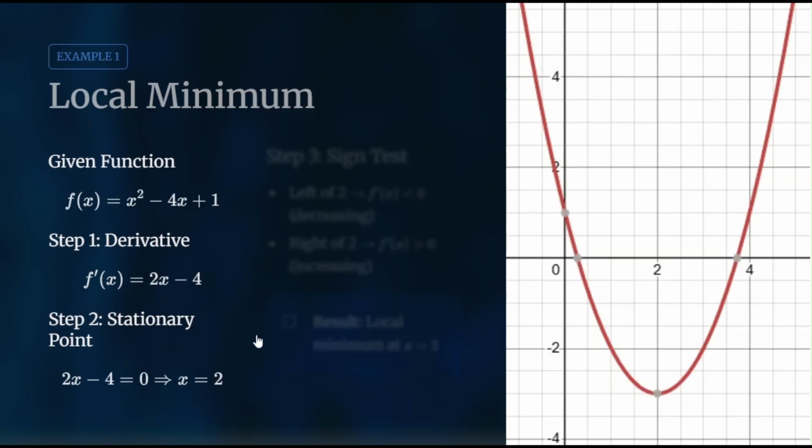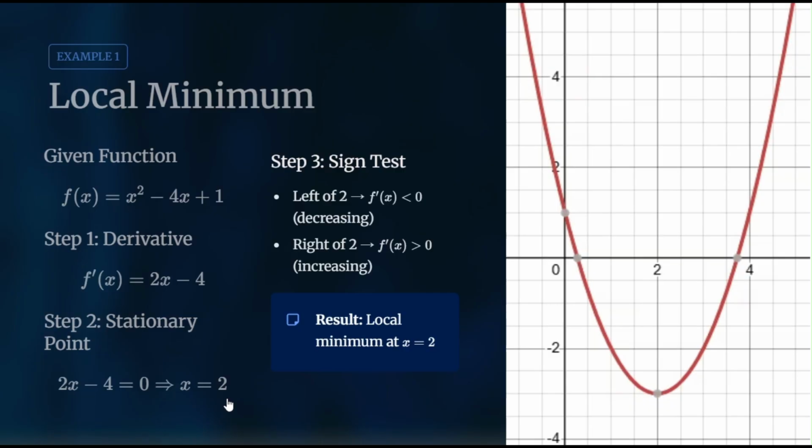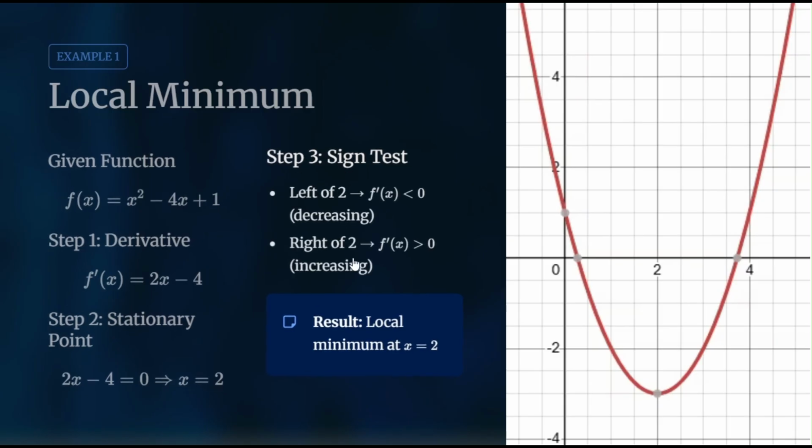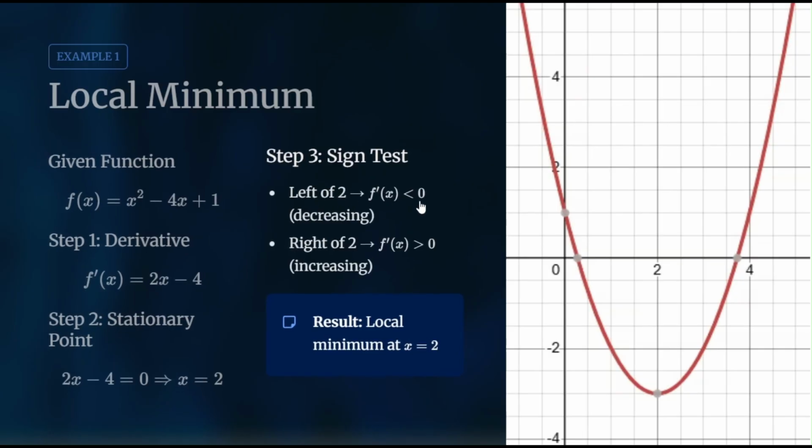In step number 2, we'll let that derivative be equal to 0 and solve for x. So if we add 4 on both sides and divide by 2, x is equal to 2. Then we'll need to use the sign test. So we can choose any point on the left side of 2 and any point on the right side of 2 to see the sign of the derivative. So let's say that on the left of 2, we pick the point x equals 0. And if we substitute x equals 0 into the derivative, 2 times 0 minus 4 is negative 4. That means that the derivative is negative. Therefore, the function is decreasing on that interval.